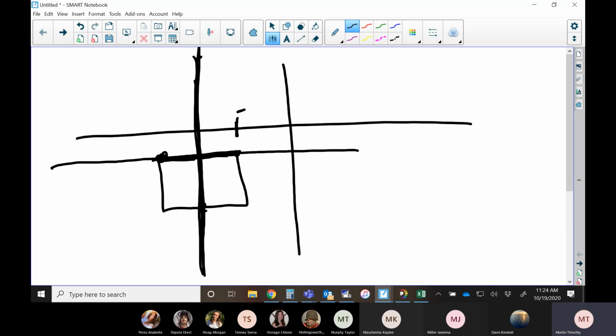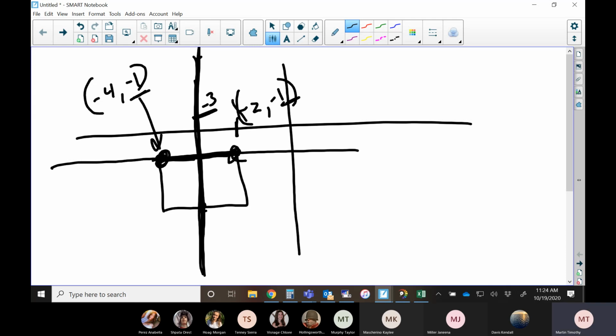So if this was (-2, -1), and this is -3, what does that mean this ordered pair has to be? (-4, -1). What did we say about their y values? They had to be the same. And what did we say about their x values? If this is 1 to the right of this, this is 1 to the left, because the axis of symmetry has to fall in the middle of them. Are you following me? Really big thing to understand here.